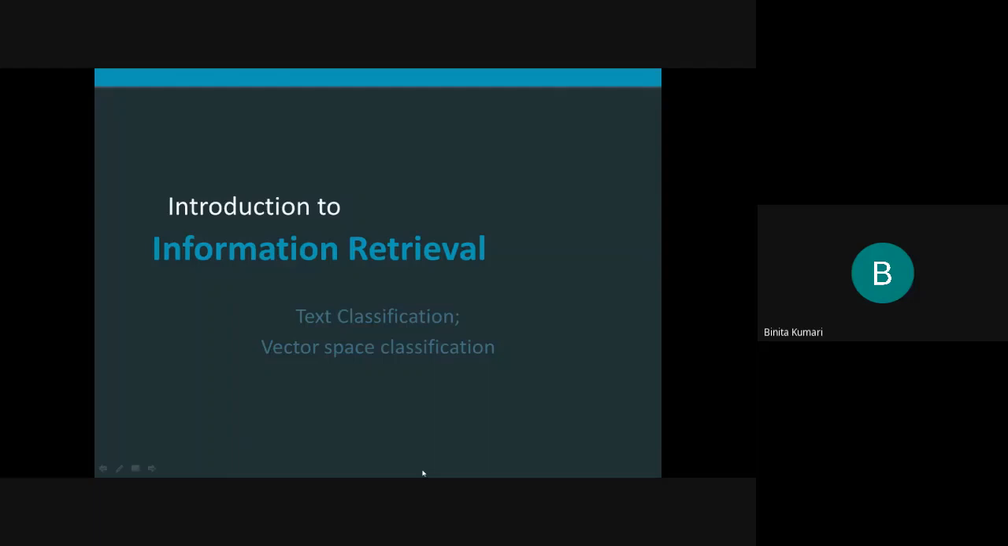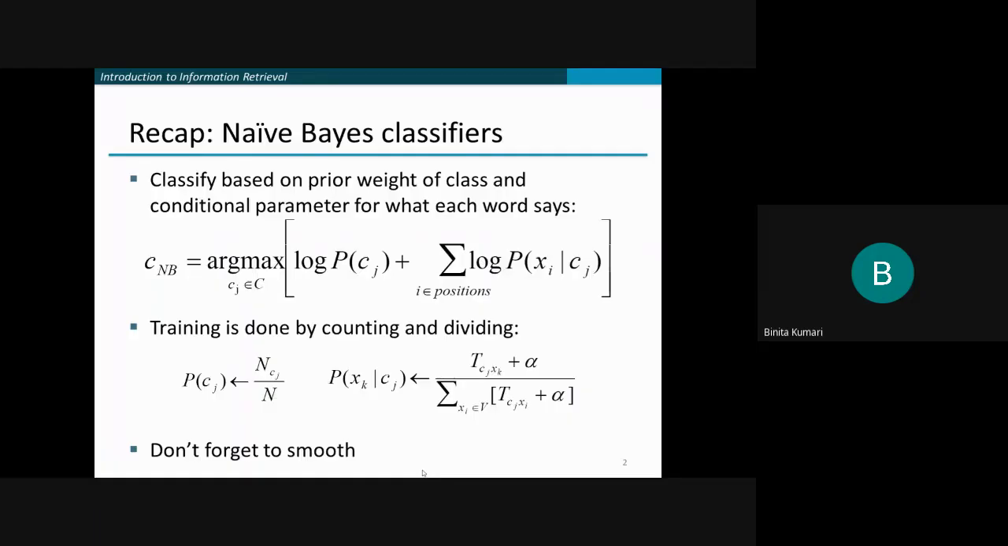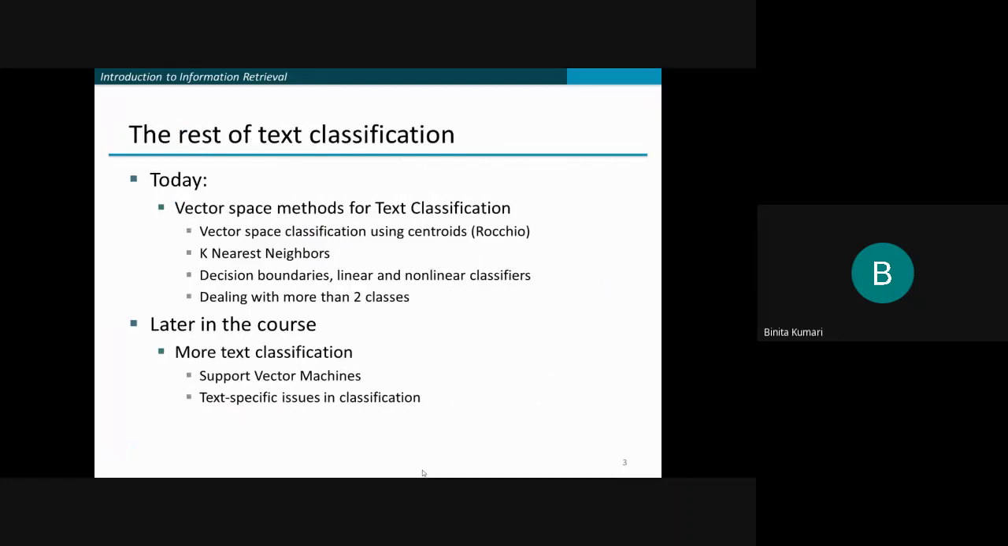So we had already discussed text classification using our naive-Bayes classifiers. So this is just a recap. We already had these discussions, and problem solving also we did. So today we'll be discussing vector space methods for text classification, and we'll be basically discussing using centroids, that is your Rocchio algorithm, and K nearest neighbor algorithm.